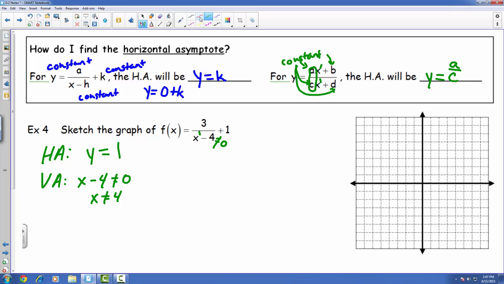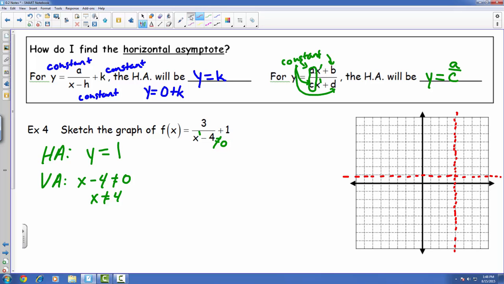I'm going to do that in red so we can see them as our boundary lines. So we have 1 as that horizontal asymptote, and then our VA is 4. If you've had me in the past for Algebra 2, or you've heard me reference that these are like that electric fence that you can't really cross.